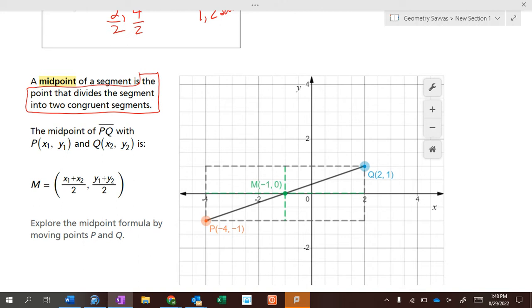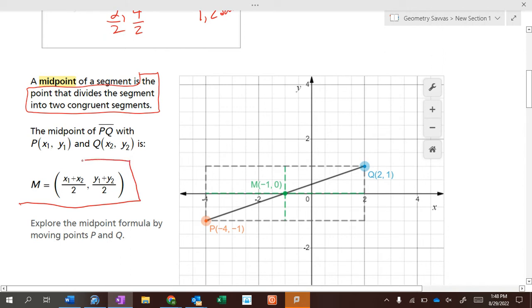So it's the point that divides a segment into 2 congruent segments. Now, this formula is an important formula. This is the midpoint formula. I will put it on the board for you, but you will need to know it to do quite a few of your homework problems today. So the midpoint formula.